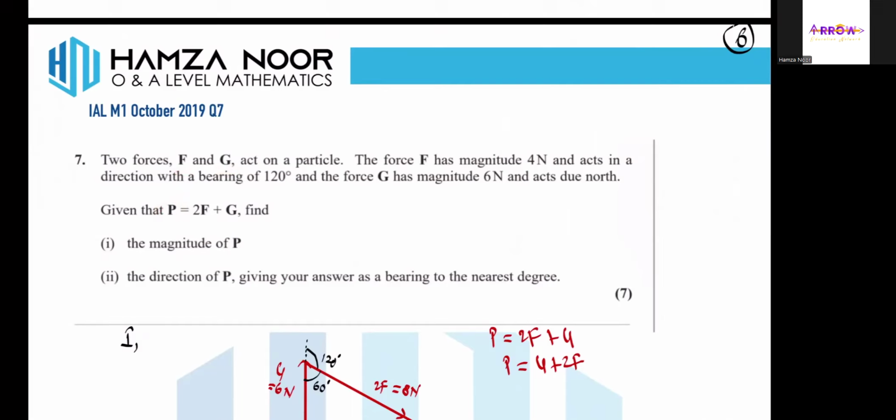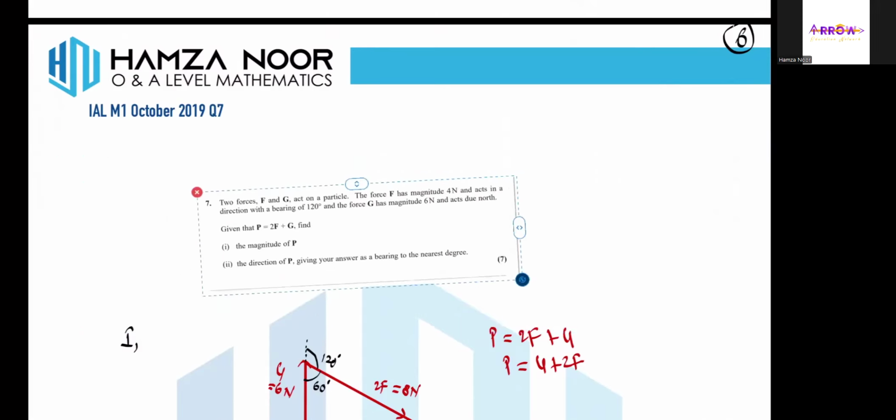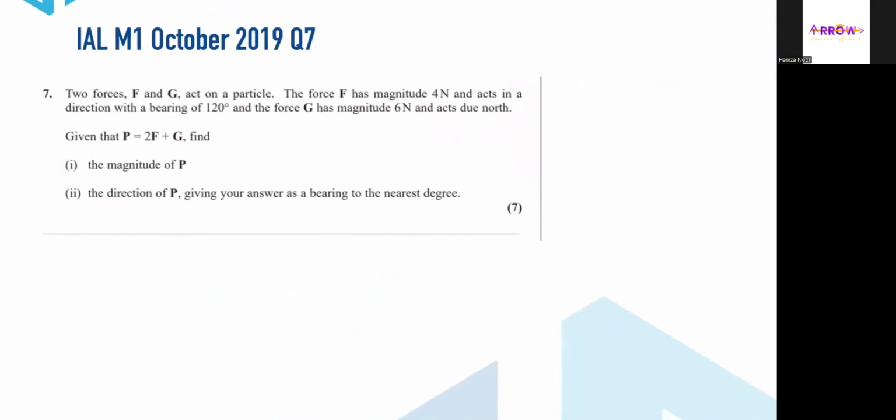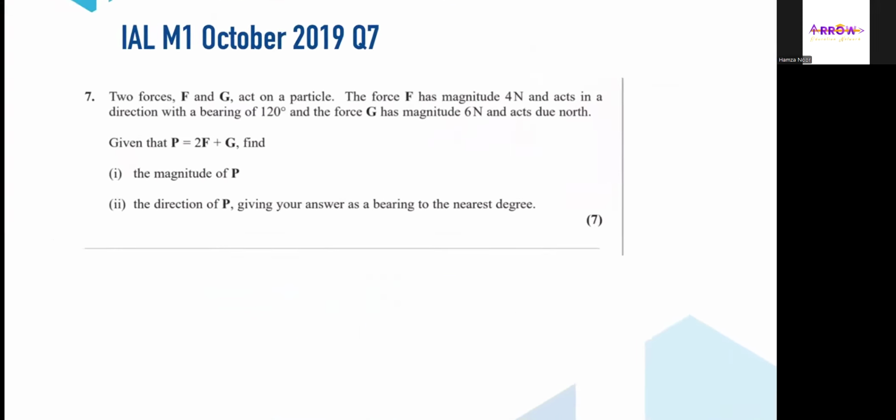Okay, so first thing first, if you just observe the information given to you in the question, I'll zoom in the picture and zoom in the screen and make a sketch from scratch over here for the purpose of this recording. All right. So basically, force F has magnitude 4 Newton and acts in a direction with a bearing of 120 degree.